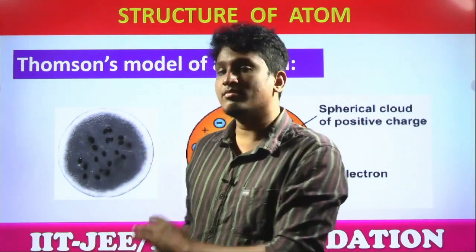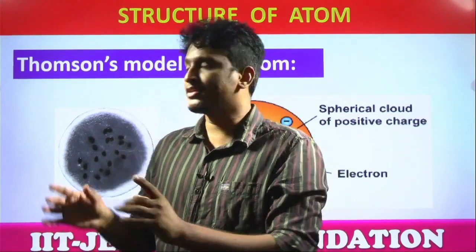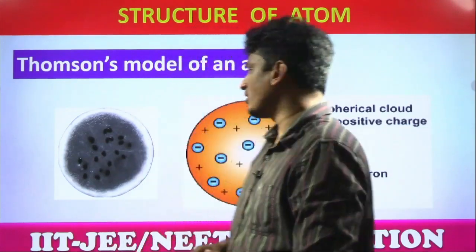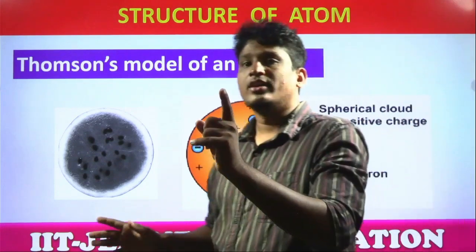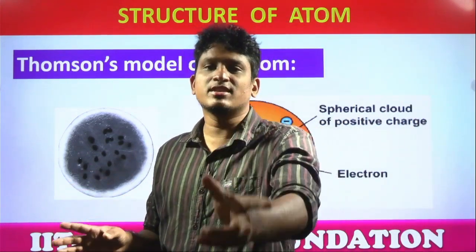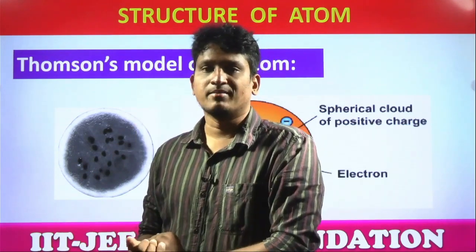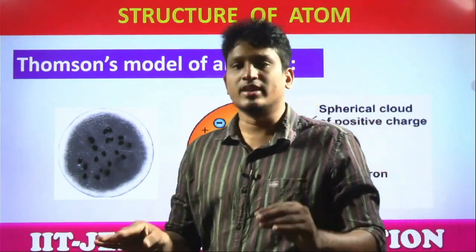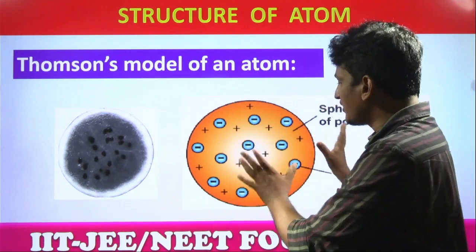Thomson, who discovered electrons, gave his own model of atom, that is called Thomson's model of atom. So students, according to J.J. Thomson, this is how the atom looked like. One more thing, during this model of atom, neutrons were not discovered. Neutron's discovery is a very recent discovery in the year 1932 or 1935, around that time. So we have only the discussion about protons and electrons. Let's see the model of atom according to J.J. Thomson.